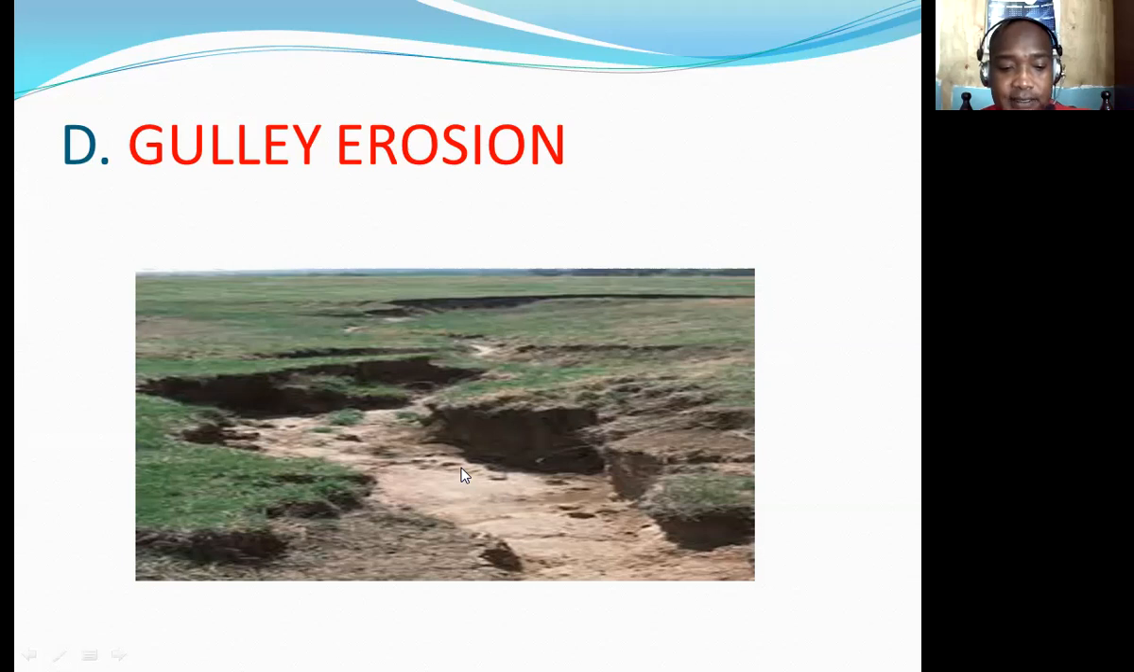Pupils, order of erosion: sheet erosion, if not controlled, leads to rill erosion. If rill erosion is not controlled, it leads to gully erosion. I repeat, order of erosion: sheet erosion, if not controlled, leads to rill erosion. Second, if rill erosion is not controlled, it leads to gully erosion.